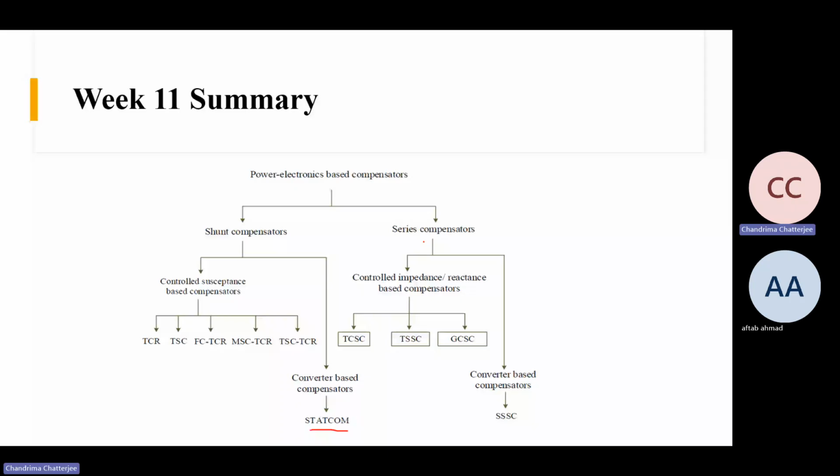So there are series compensators, and the subdivisions are controlled impedance or reactance compensators that we already discussed in the last few online sessions. That is TCSC, thyristor controlled series capacitor, TSSC, thyristor switched series capacitor, and GCSC, GTO controlled series capacitor. We mainly discussed TCSC, its applications, its operating principle, the control characteristic, all these things. And here also there is a converter based compensator, that is TCSC's counterpart, the triple SC. This we will also discuss, but first the topic of discussion will be STATCOM.